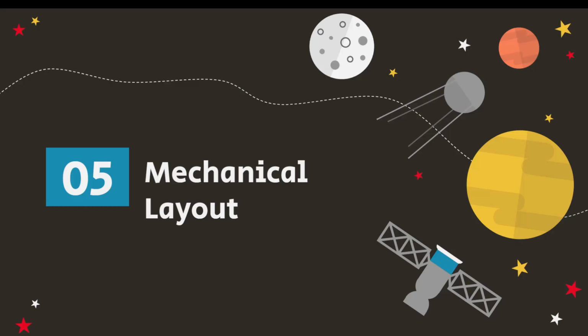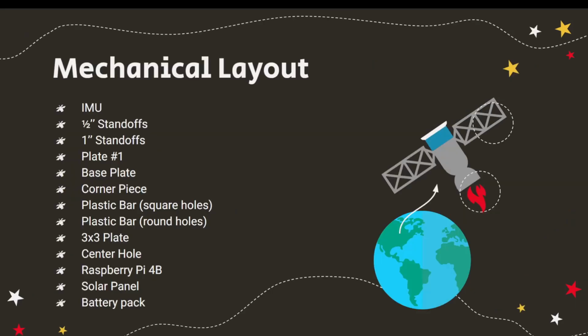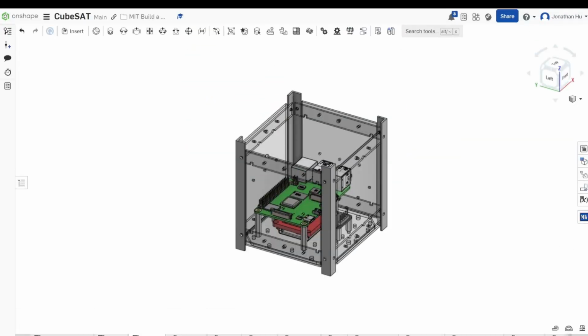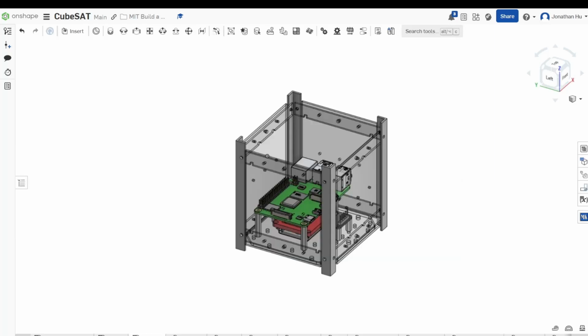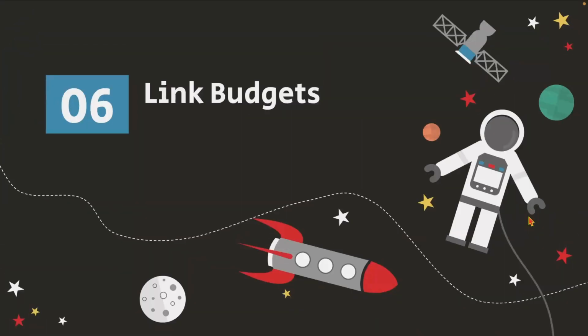Here is the mechanical layout of our CubeSat. We used many different pieces to create it, including acrylic plates, aluminum brackets, and corner pieces. Here is the CAD model of our CubeSat. We created this CAD model by CADing the individual pieces on separate files and then piecing them all together in one single assembly. This is our link budget.